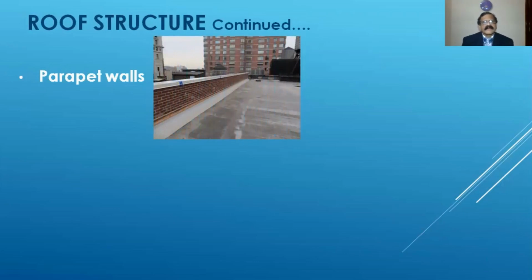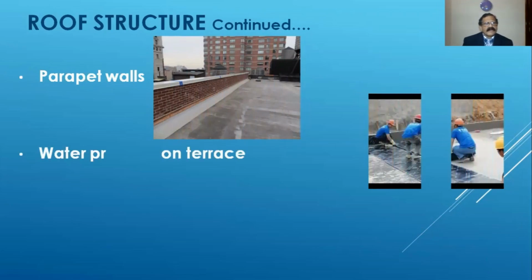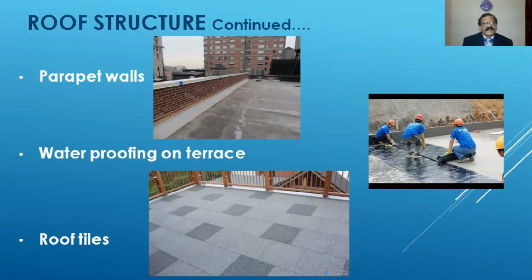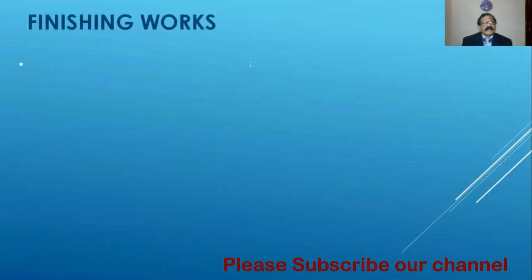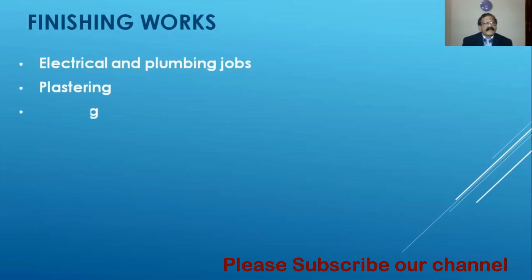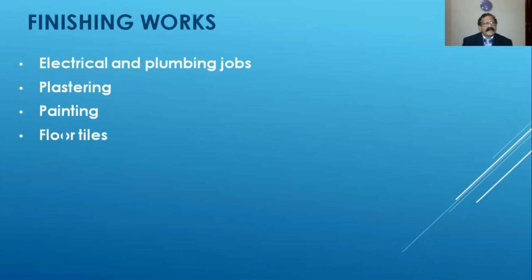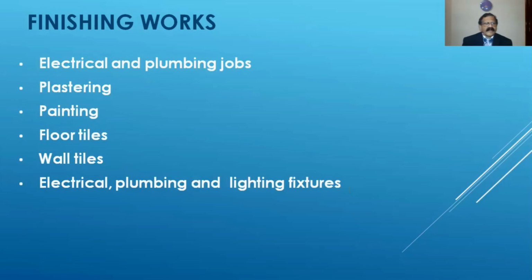On top of the roof slab, you will be doing the parapet walls, which are the side walls for protection. Then waterproofing on the terrace, and on top of the waterproofing you will provide the roof tiles. Then we have the finishing works, electrical and plumbing jobs, plastering, painting, floor tiles, wall tiles, electrical, plumbing and lighting fixtures. These are the various steps involved in the construction of a building.